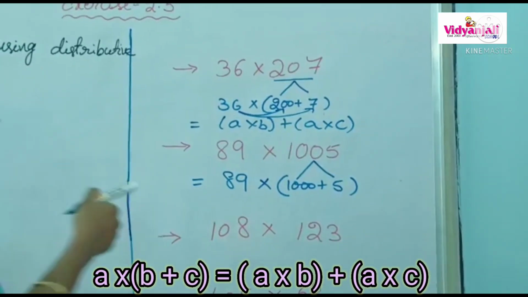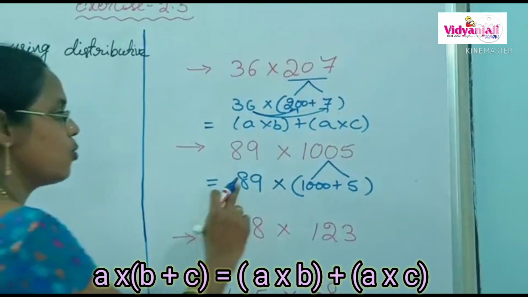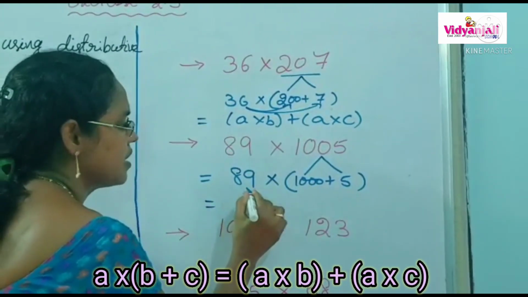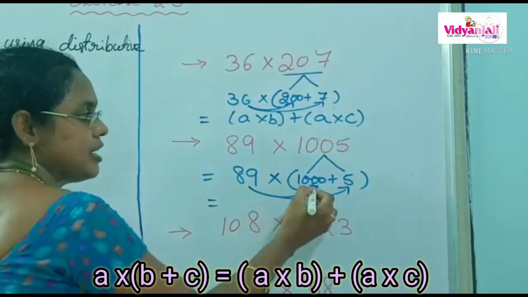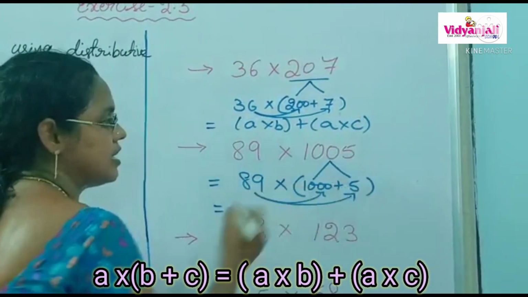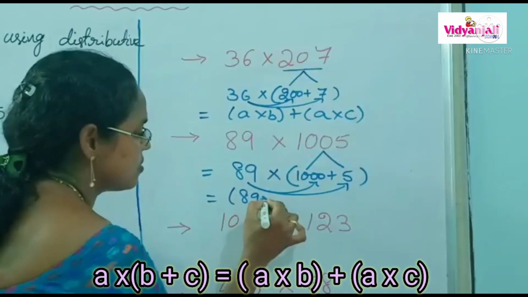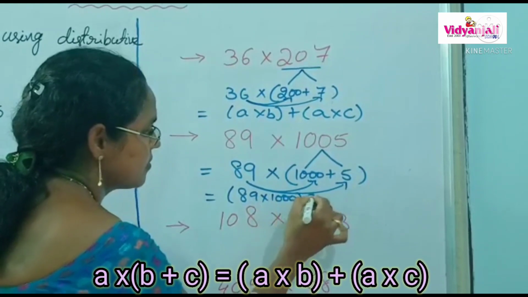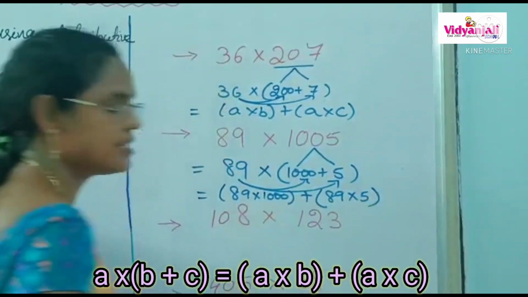Now, you see, is it like A into B plus C? Can we apply distributivity? What is A into B plus C? A into B plus A into C. That means 89 into 1000 plus 89 into 5. Okay, I am writing now 89 into 1000 plus 89 into 5. Okay, children.